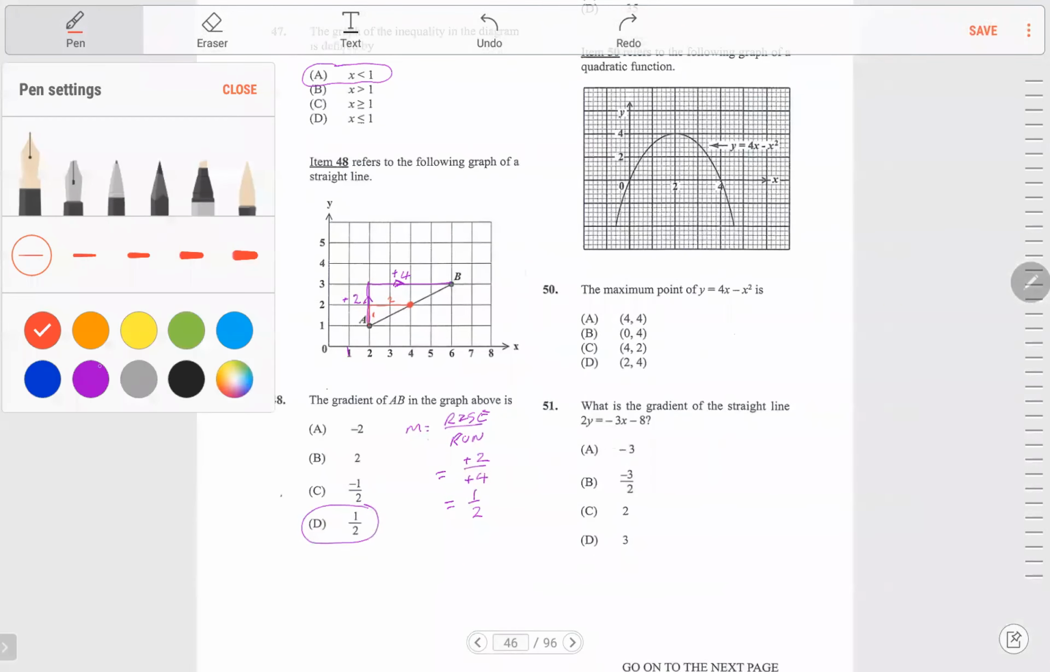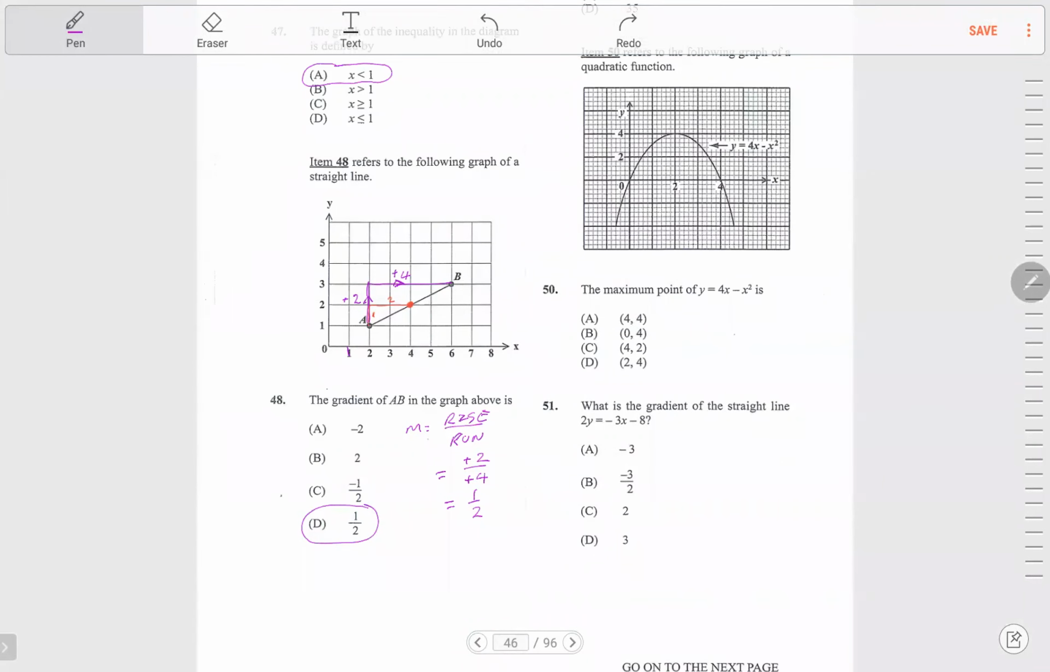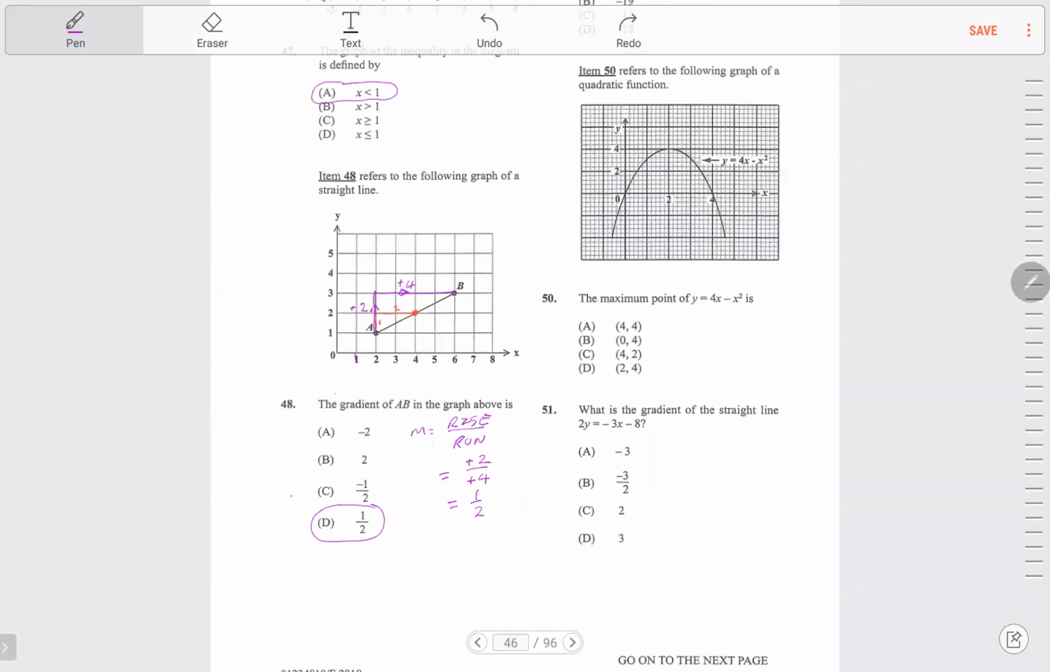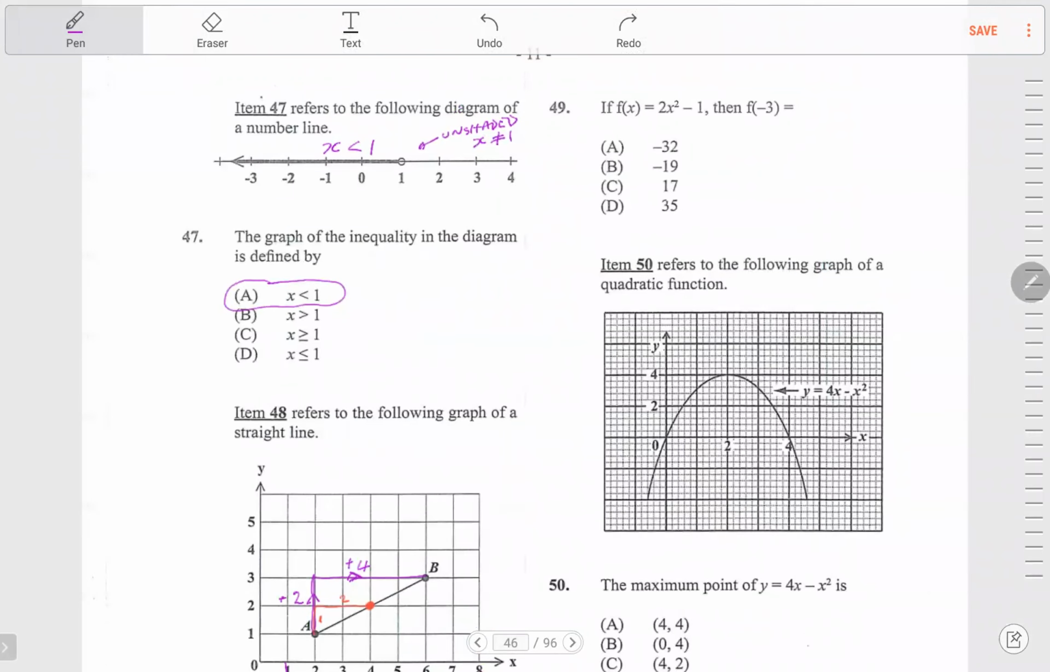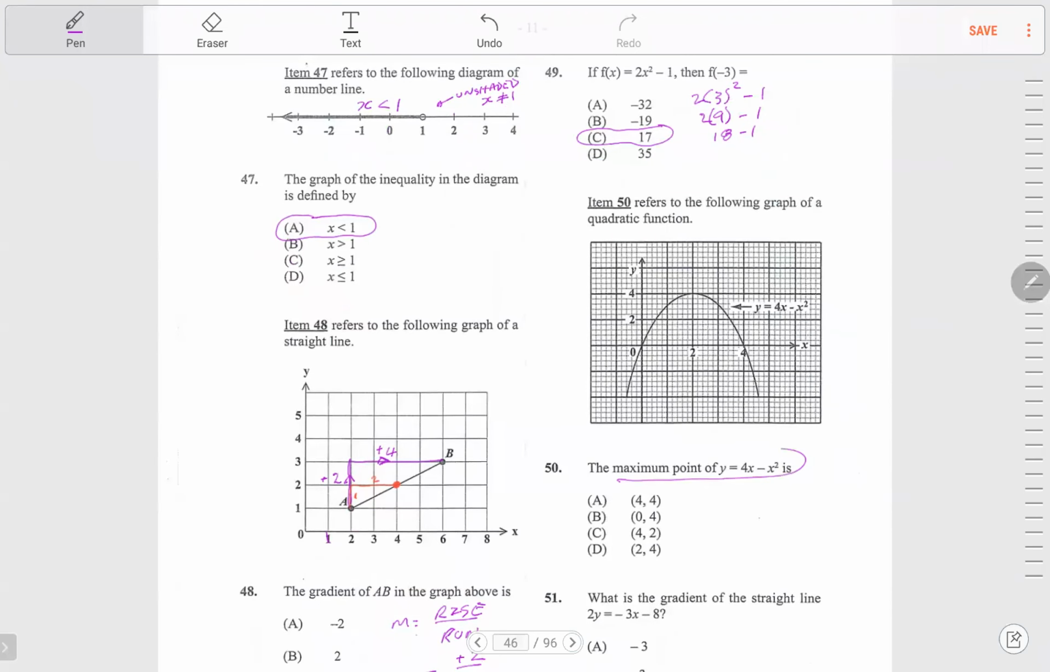So next question. Number 49, we did this question earlier. And the answer was 17 because it will be 2 times 3 squared minus 1. It will be 2 times 9 minus 1, which is 18 minus 1, which is 17. This one again asks for the maximum point, which is this point right here, (2, 4). That answer is this. And that's the only part.